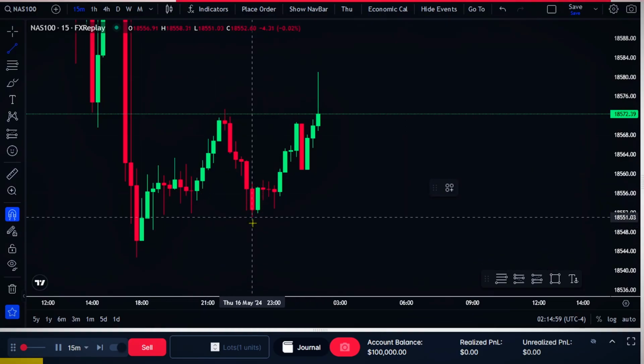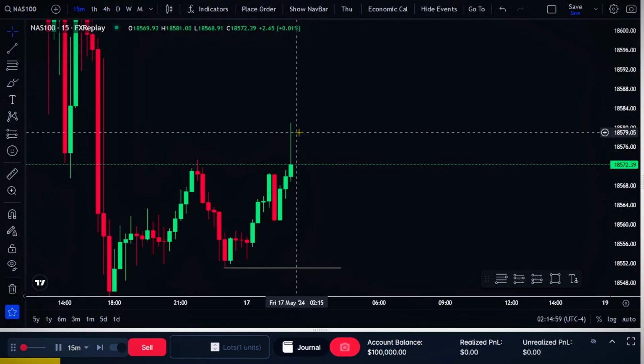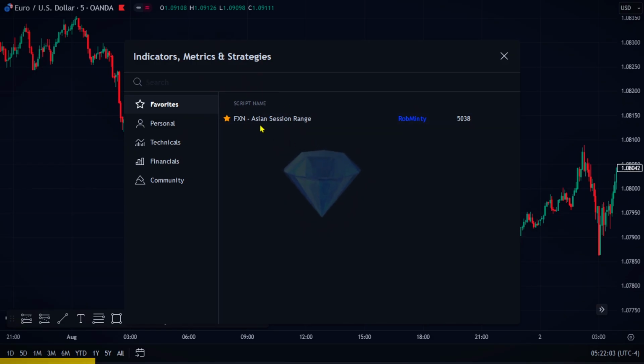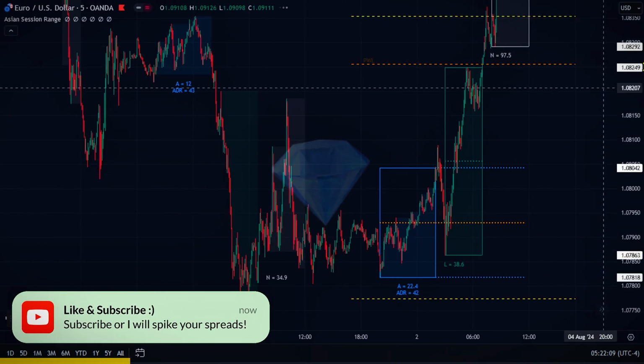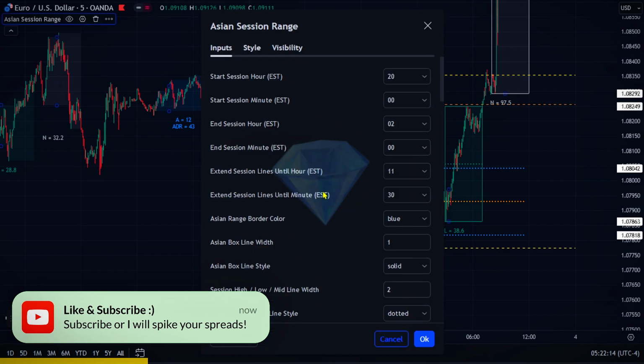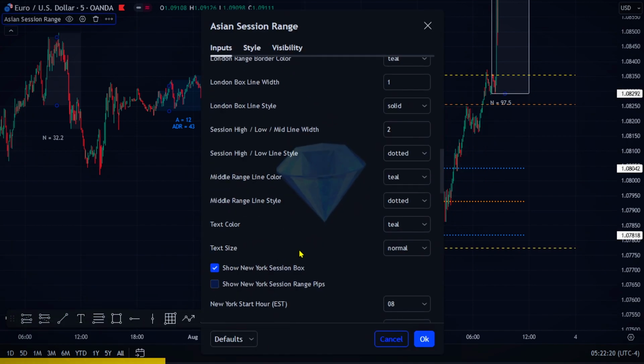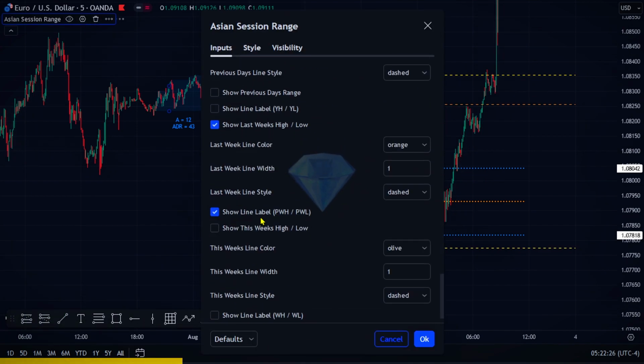Example 1. We will mark the start and the end of the Asian session, and once the 2 a.m. candle closes, we will then mark its high and low on a 15-minute time frame. You can also use this indicator called FXN Asian Session Range. It will mark out an Asian session for you automatically. Make sure to disable the labels and lines option in the indicator settings so it doesn't clutter your charts.